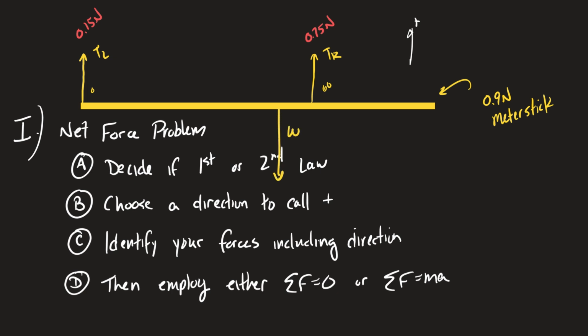That is the weight of the meter stick, which we know to be 0.9 newtons. And I know it acts at the middle. Although I don't need that for force, I'll need it later for torque. And then I know it's a net force equals 0 problem. So I'm going to employ net force equals 0, and I'm going to say TL plus TR minus 0.9 equals 0.